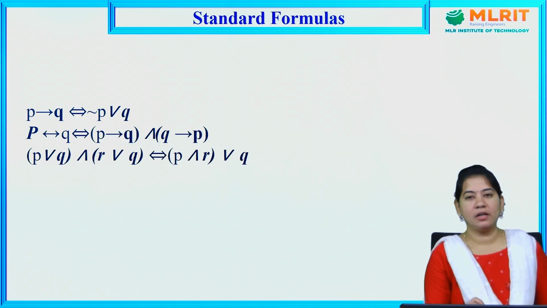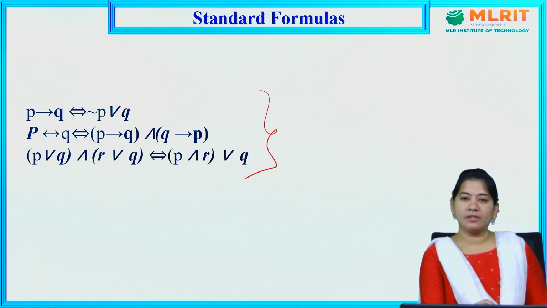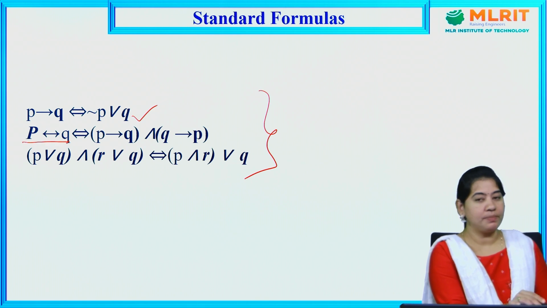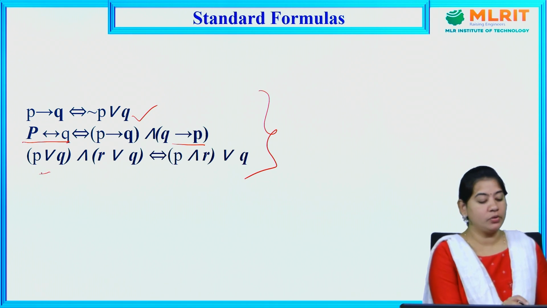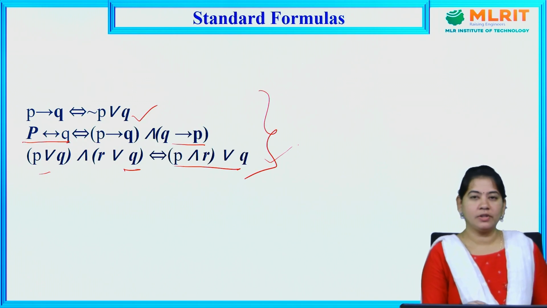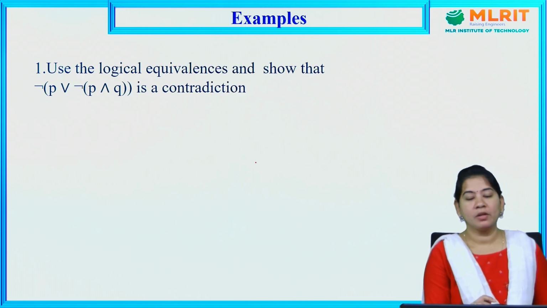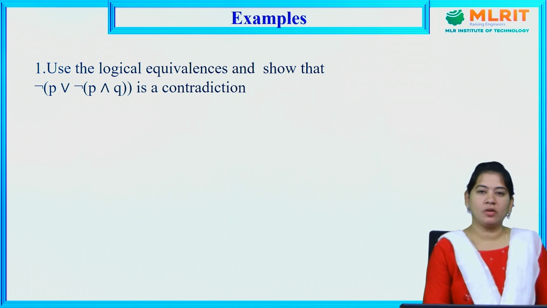So not only this, along with these laws of logic, we also have three standard formulas. Those are P implies Q is logically equivalent to negation P or Q, and P bi-implies Q is always logically equivalent to (P implies Q) and (Q implies P). And we also have the next formula, that is (P or Q) and (R or Q) is logically equivalent to (P and R) or Q. So these are the three standard formulas along with the laws of logic. We need to learn all this by heart if we want to solve the problems by using the logical equivalence by using replacement process. So here let us see some problems by using the logical equivalence.